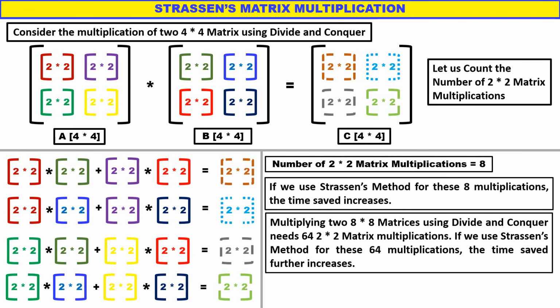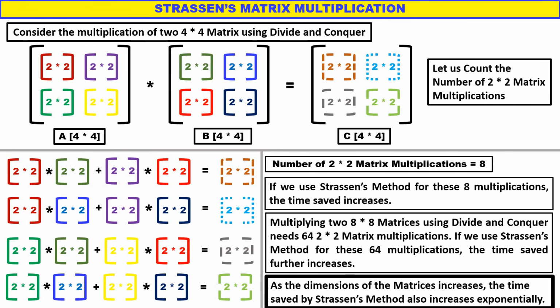And for all these 64 2 cross 2 matrix multiplications, if we adopt Strassen's method, the time saved further increases. So carefully see this sentence. If you use Strassen's method for these 64 multiplications, the time saved further increases. As the dimensions of the matrices increase, the time saved by Strassen's method also increases exponentially. So this is a summary.